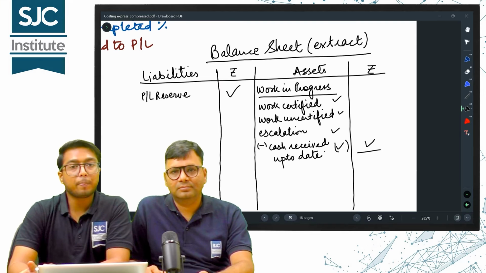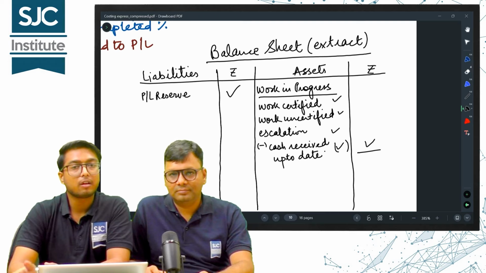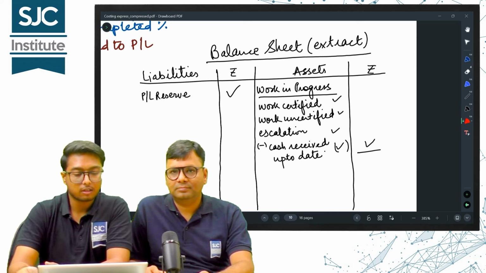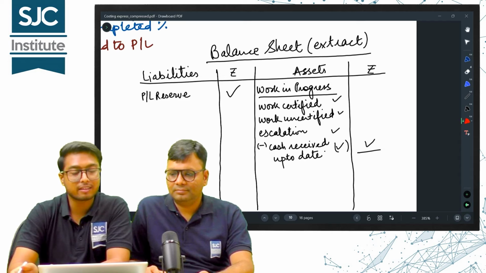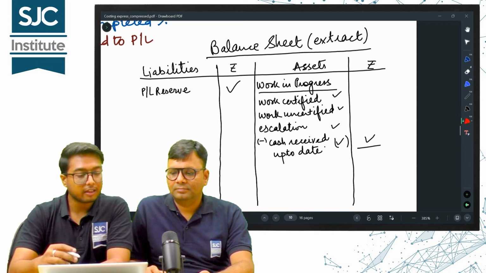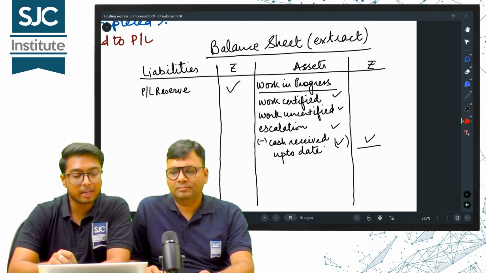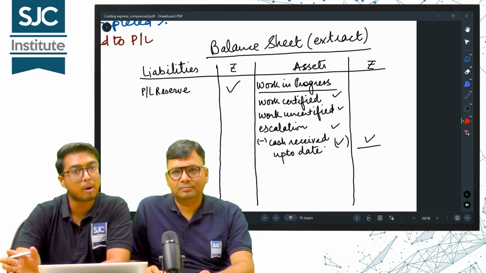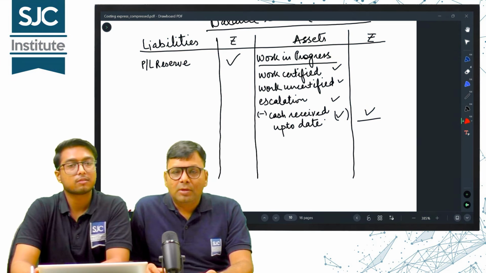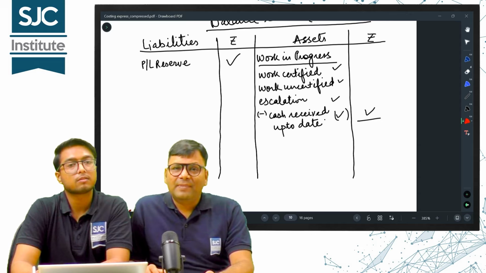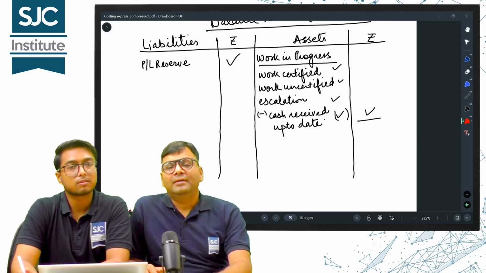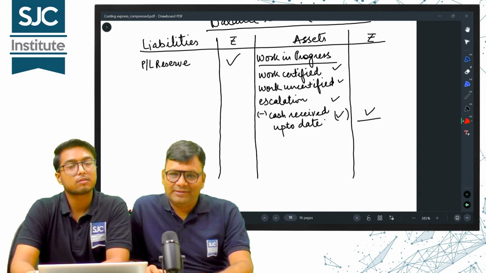Now if we are asked to prepare the balance sheet, then how will we prepare? We will prepare only the extract. The work in progress will be shown under the assets, where we will record the work certified, cost of work uncertified, escalation amount if any, and we will less the cash received from contractee. In the liability side, we will record the PL reserve. Sometimes we also reduce the PL reserve from the work in progress and record the net amount only. Full balance sheet can only be made when full opening trial balance is given to you in the question and if it is specifically asked in the question.